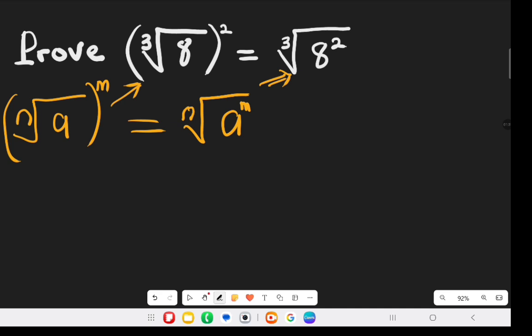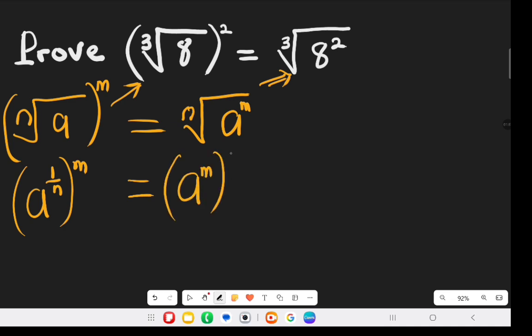Then we move further. We can express this as a raised to the power of 1 over n, all raised to the power of m, which is equal to a raised to the power of m, all raised to the power of 1 over n.